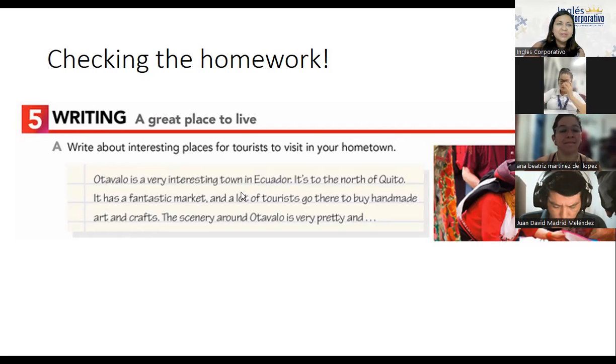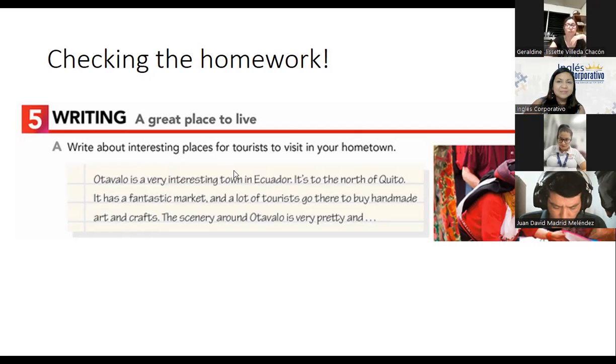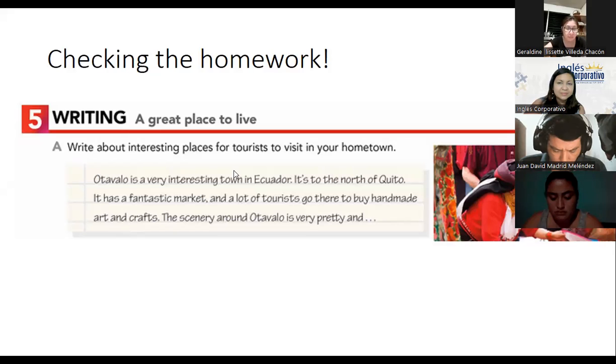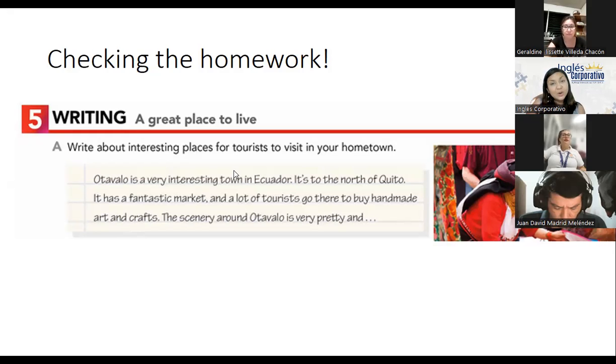Okay. I need another person to share with the class their paragraph. Geraldine? Okay. Chicago is really beautiful. It is known as the windy city. It has a lot of museums and parks to visit. Many tourists come here. It is very nice to walk in the street, so there are a lot of crowds and noisy. And noise, okay. Yes, thank you, Geraldine. Good job. Thank you for sharing.